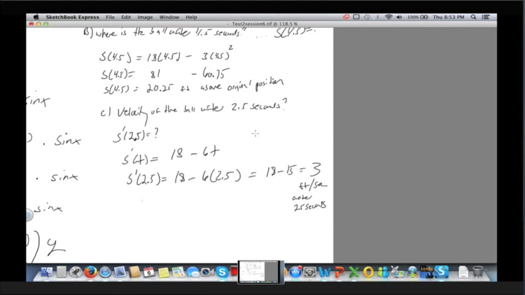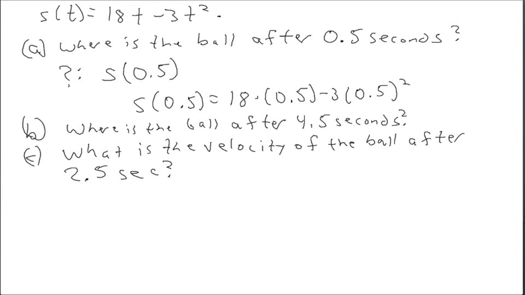So after 2.5 seconds, will the object be moving up or down? Up. How does your answer tell you that? Because it's positive. That's right. That's probably something you should have mentioned in the answer then. So the final velocity will be 3 feet per second, which means we're moving upwards. Good.